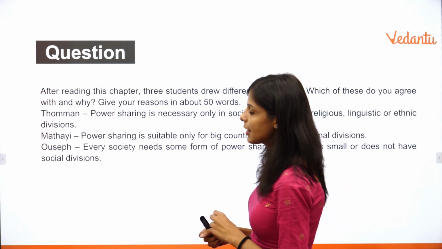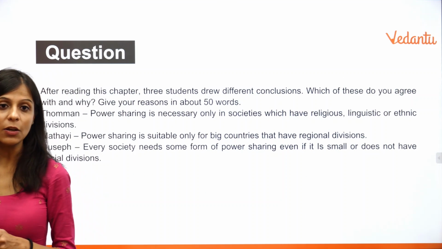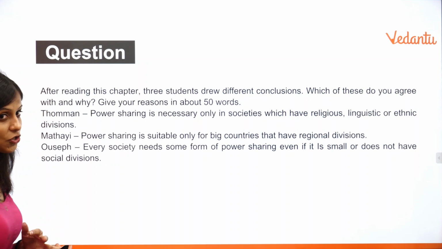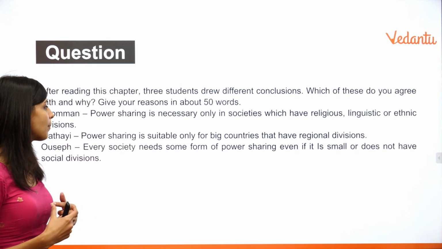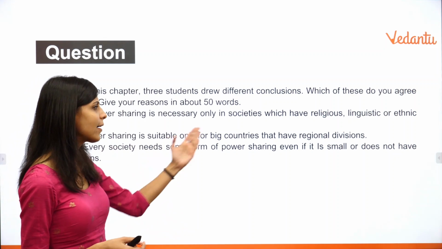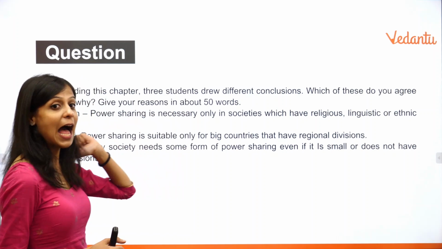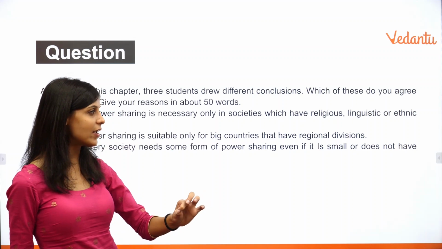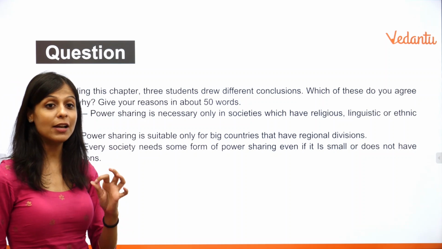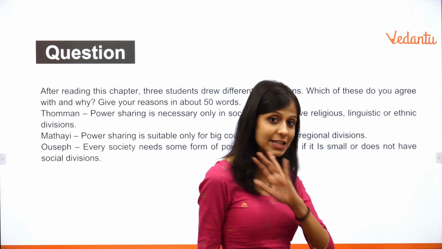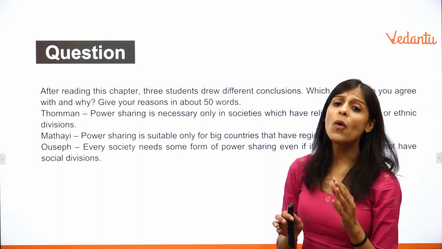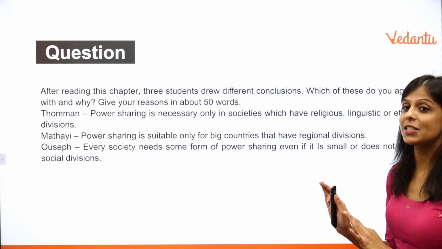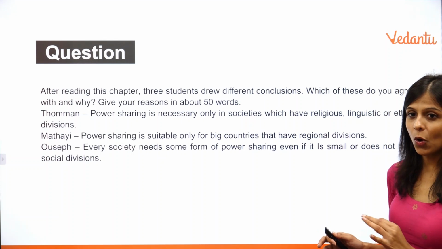What Thomson thought is that power sharing is necessary only in societies which have religious, linguistic or ethnic division. Mathaya thought that power sharing is suitable only for big countries that have regional divisions. And the third important one: every society needs some form of power sharing, even if it is small or does not have social divisions. Now, I'm going to give each one of you a minute to think which statement you want to go for, or which statement you support, and what the associated pointers with it are.